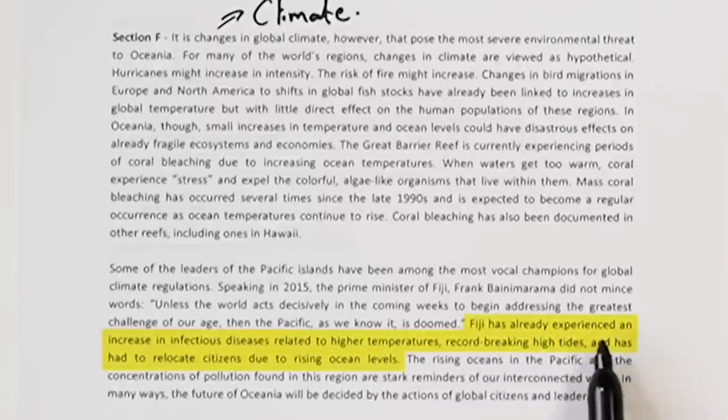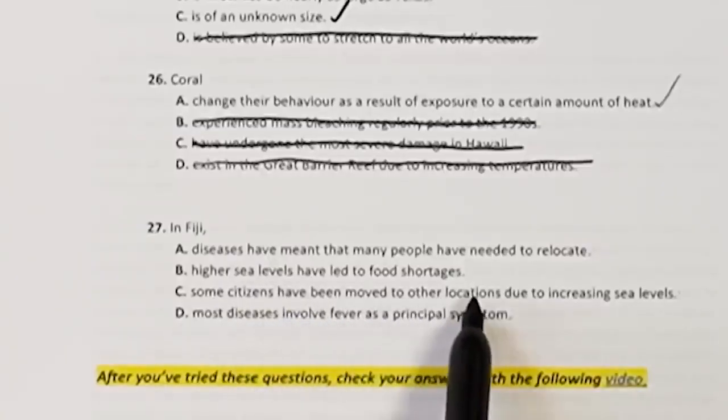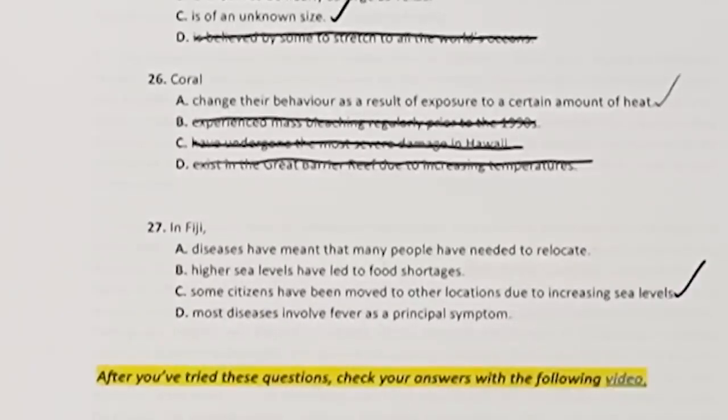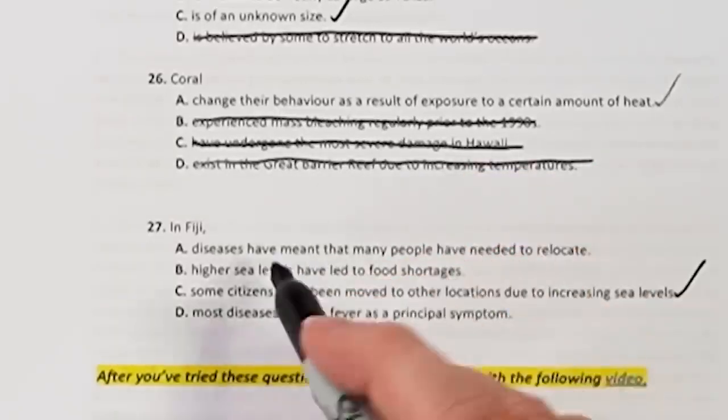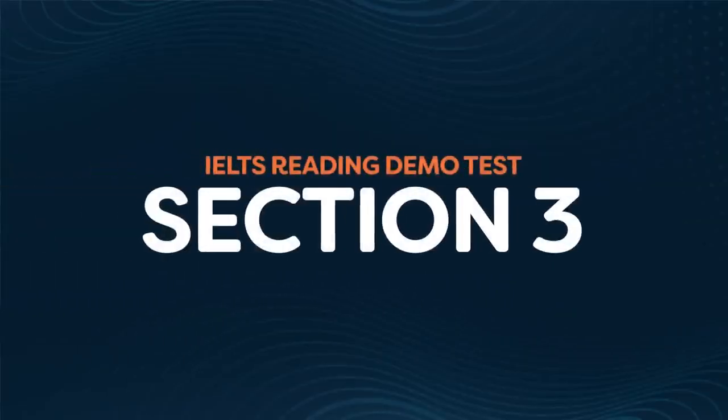So Fiji has already experienced an increase in infectious diseases related to higher temperatures, record-breaking high tides, and has had to relocate citizens due to rising ocean levels. Some citizens have been moved to other locations due to increasing sea levels. It is that one. So it says exactly what it says there. It does mention diseases, but it doesn't talk about people having to relocate because of diseases. Now we can move on to section 3.